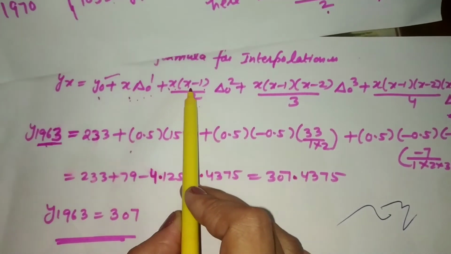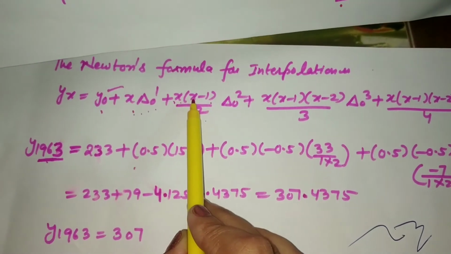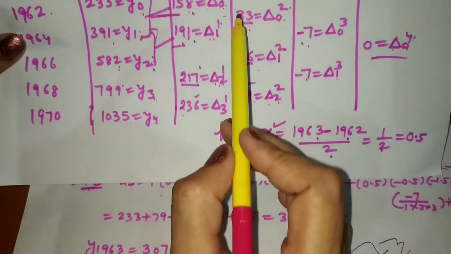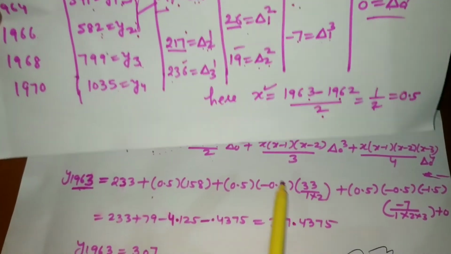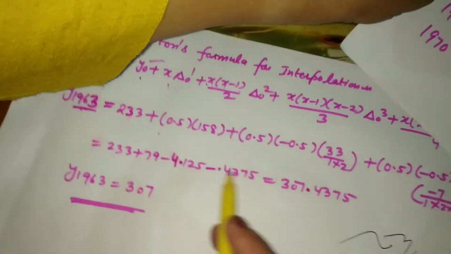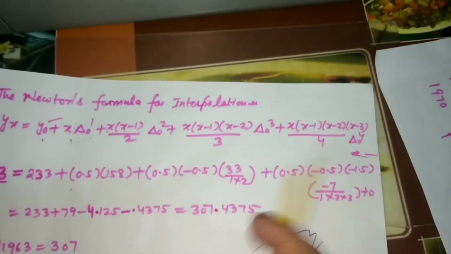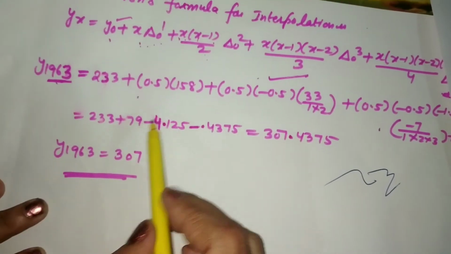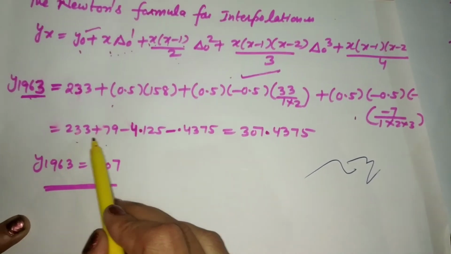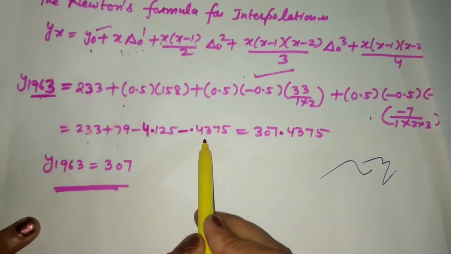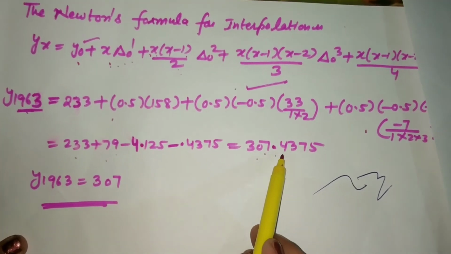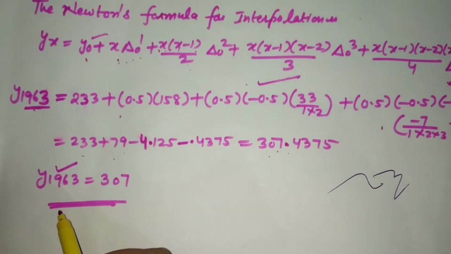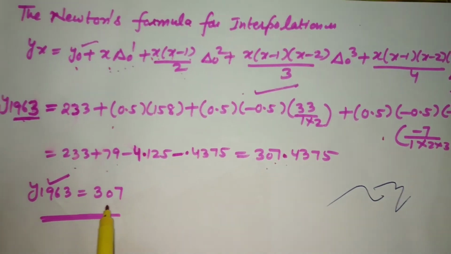Next is x(x-1)/2, where x is again 0.5, 0.5 minus 1 over 2, times Δ0², and Δ0² is 33, which I have already calculated. I have put all the values here, that means I have substituted all the calculated values in this formula. After simplification, I get 233 plus 79 minus 4.125 and so on. Then I am getting 307.4375. This is for the year 1963. That means the interpolation value for 1963 is 307.